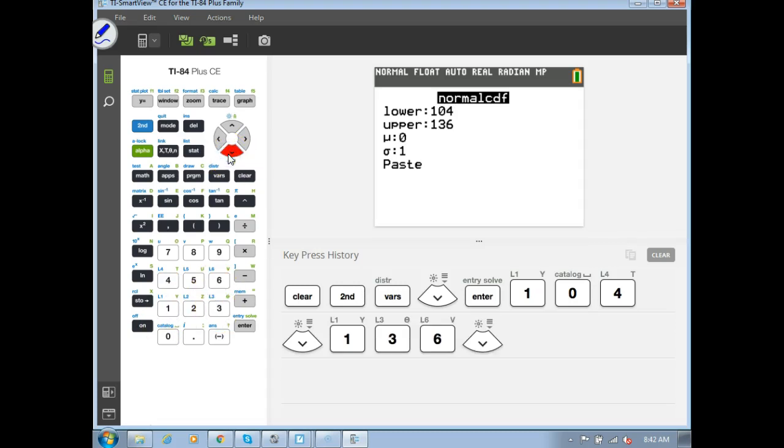Remember that little Greek symbol is the mean. The mean on the tree problem was 120. So on my older calculators, you're typing 104, comma 136, comma 120, comma, and the standard deviation for the tree problem was 16.